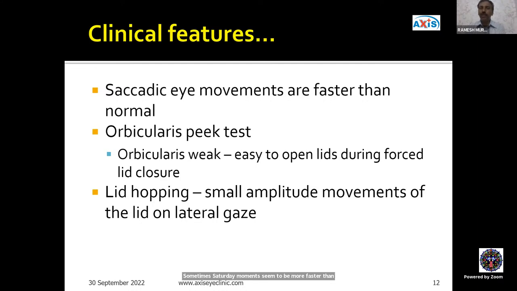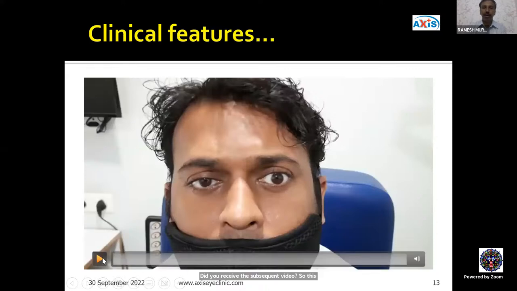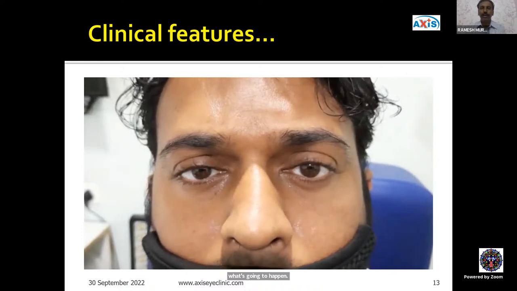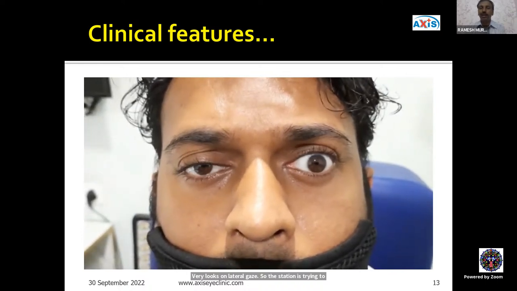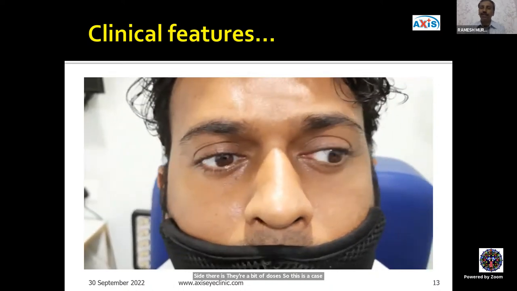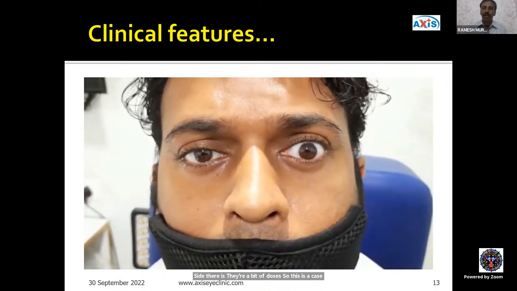Two more tests which have been described are the orbicularis oculi peek test. The orbicularis is weak, and if you ask the patient to close the lids tightly, it is very easy to open the lids in a myasthenia patient as compared to a normal patient. Lid hopping can also be noted. Small amplitude movements of the lid can occur on lateral gaze, which you may see in the subsequent video. So in this particular patient, you can see small lid hopping movements happening when he looks on lateral gaze. This patient is trying to maintain open eyelids, but the lid is eventually falling, as you can see on the right side. There is development of ptosis. So this is a case of classic myasthenia involving the ocular structures.